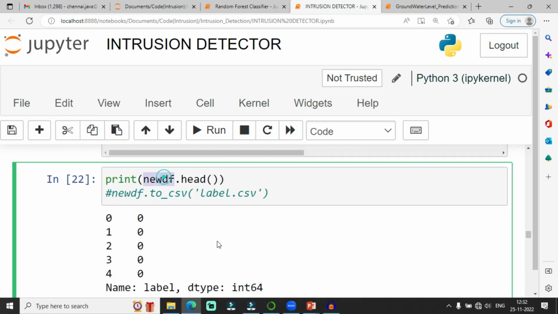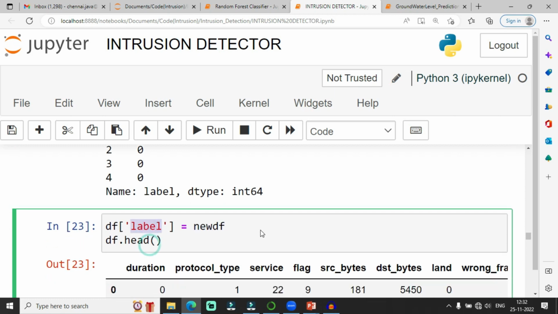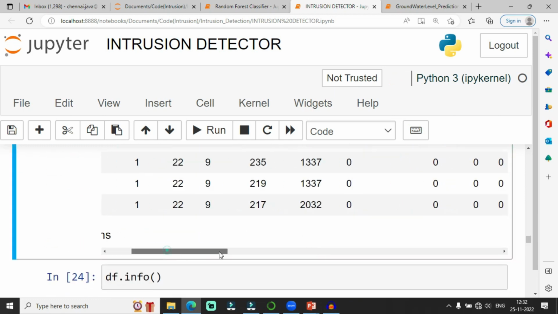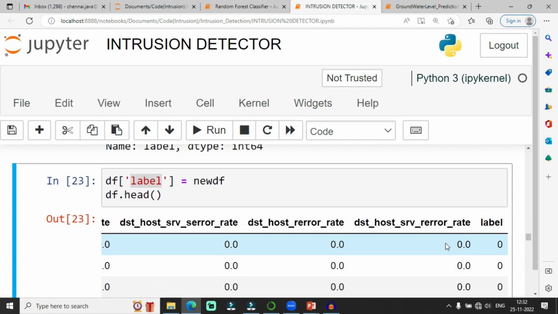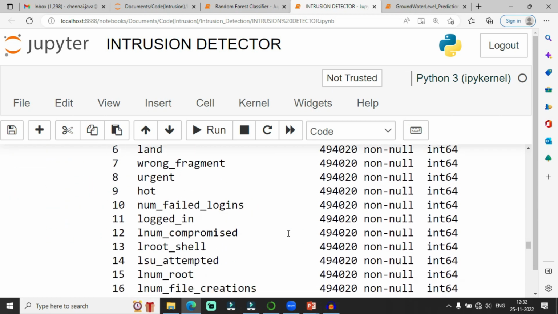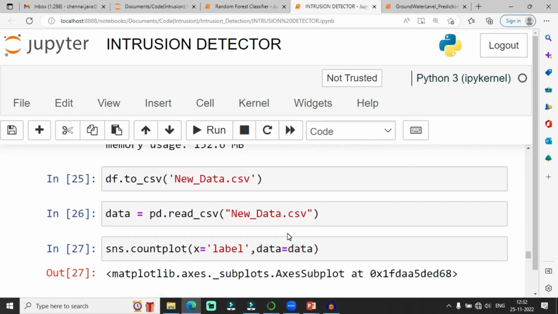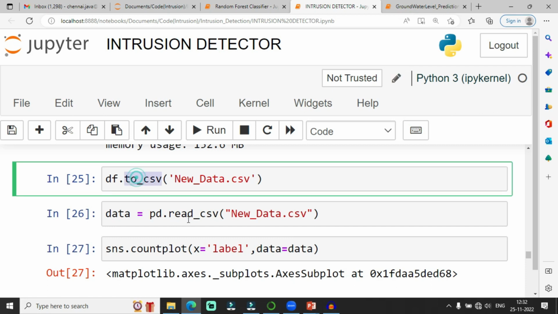Clear with this? So in the new df, it is stored in the variable label. In this label, everything is replaced by zeros and ones. You can see here. I am converting to CSV, new data.csv.